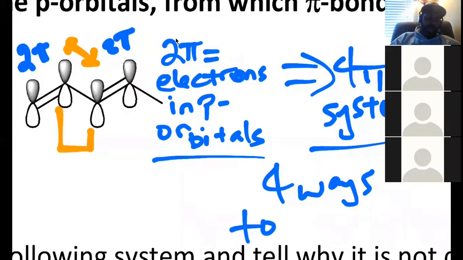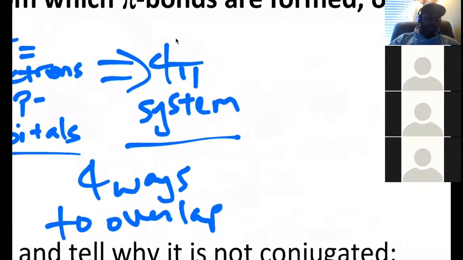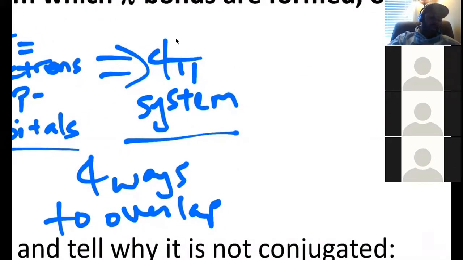4 ways for those orbitals to overlap. 4 ways to overlap. So 4 different combinations. All right. So hopefully you saw the video that I sent out, and it talked about a 2 pi system and a 4 pi system. And so let's just recap that 2 pi real quick.